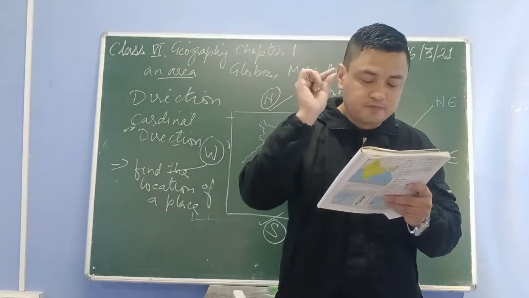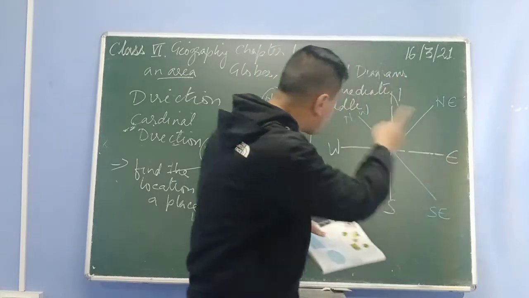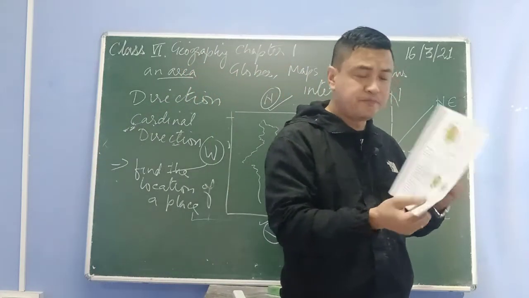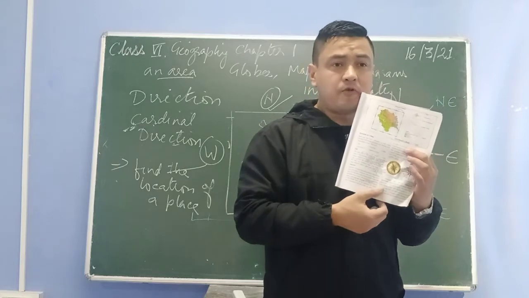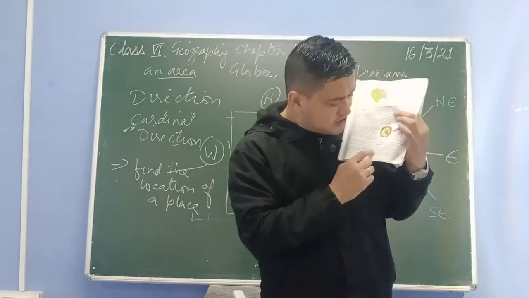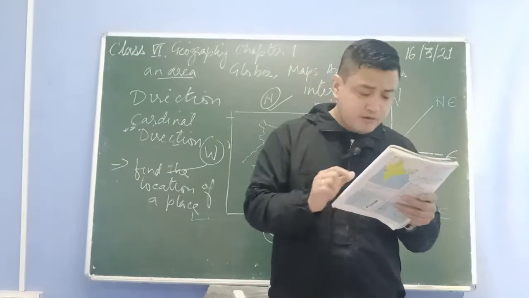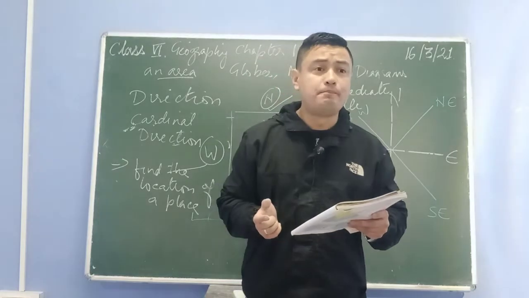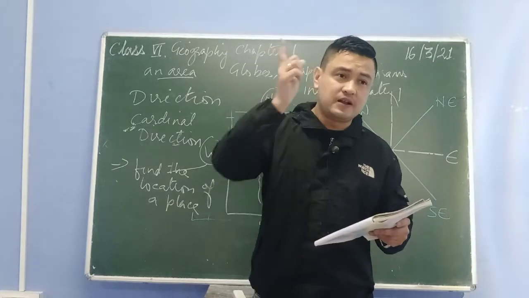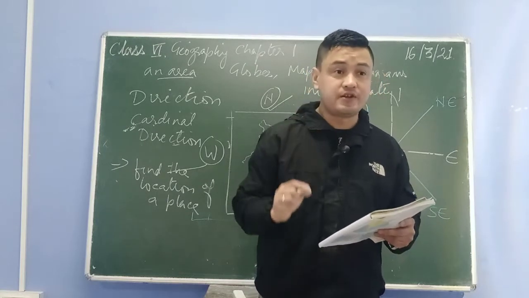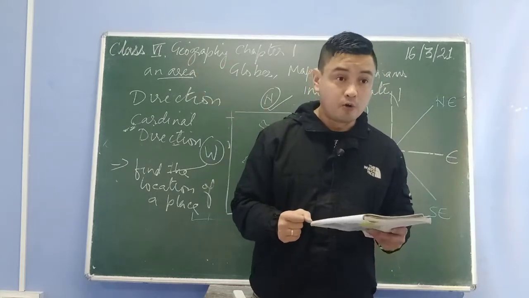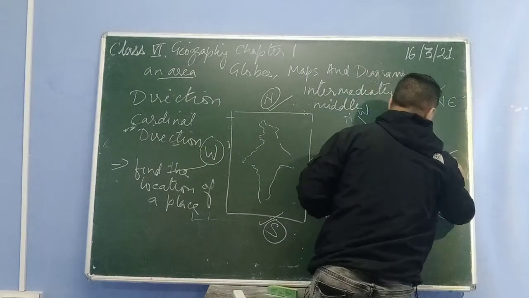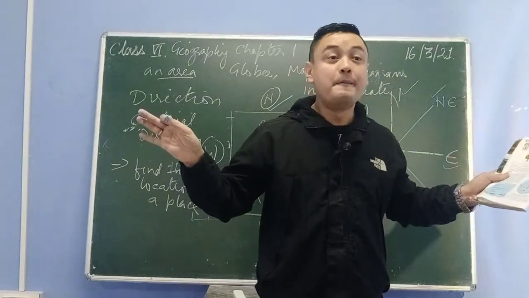These direction points put together form a rose. How do they look like a rose? Look at the picture of the compass on page number 7. They look like a rose, a flower, and it is called a compass rose. When you add cardinal directions plus intermediate directions, it looks like a rose. Why? Because the tip of the point of the direction looks like a petal of a flower.